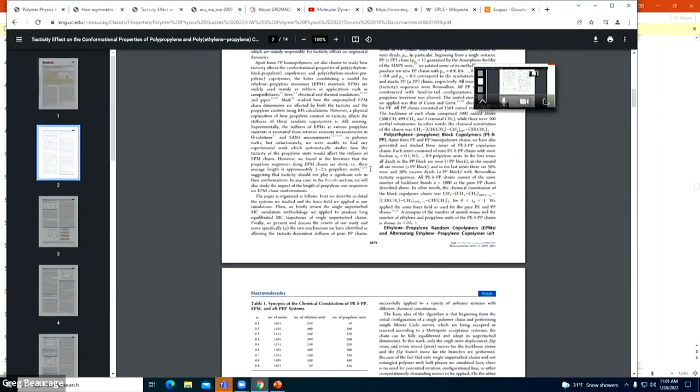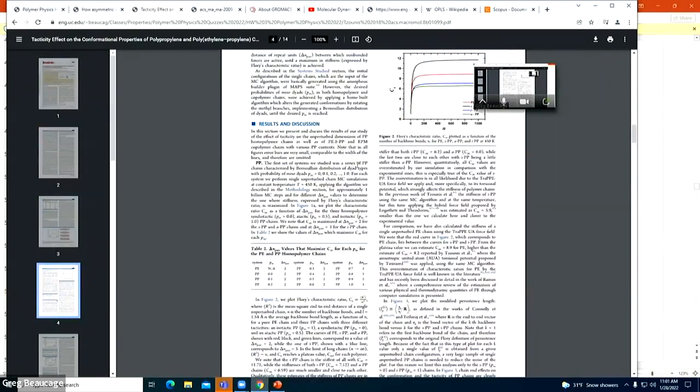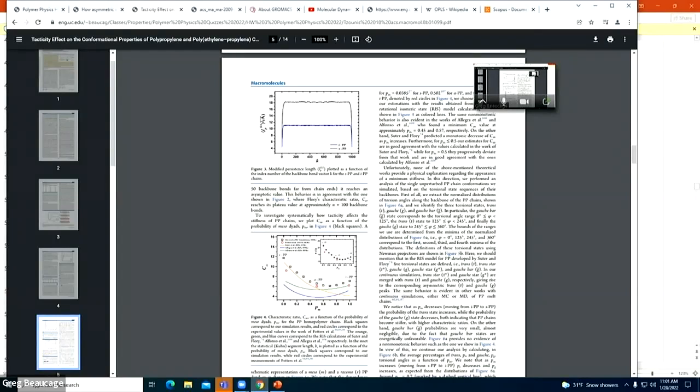The only reason to put this in is because he references it, and then he shows this plot of isotactic and syndiotactic polypropylene, and the numbers are different doing it this way, but this is a single chain. Okay, doing this Monte Carlo method.